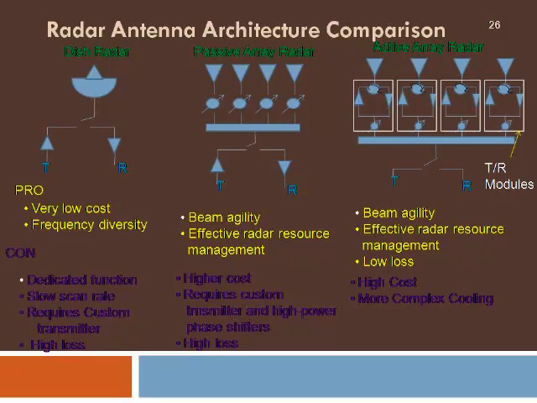The advantage we are going to have is that it's very low cost and you can have frequency diversity because a dish antenna can operate over a wide band. The demerits of this will be a dedicated function. That means if the antenna fails, the entire system must be shut off. Then, as there is mechanical movement to different locations of the scan area, the scan rate is definitely going to be slow, and it requires a custom transmitter and there are going to be a high amount of losses.